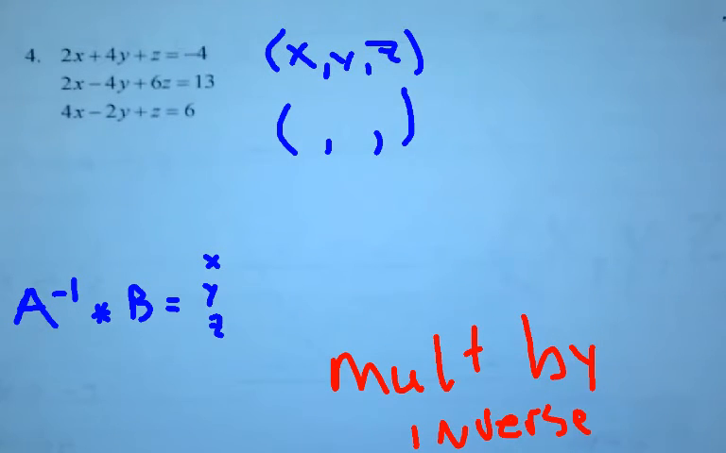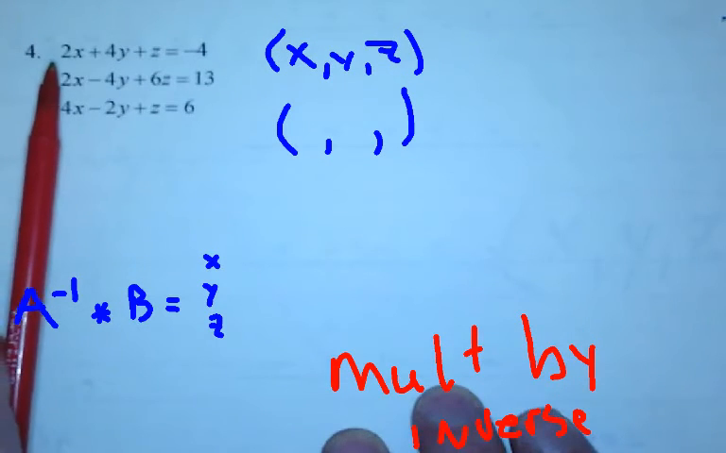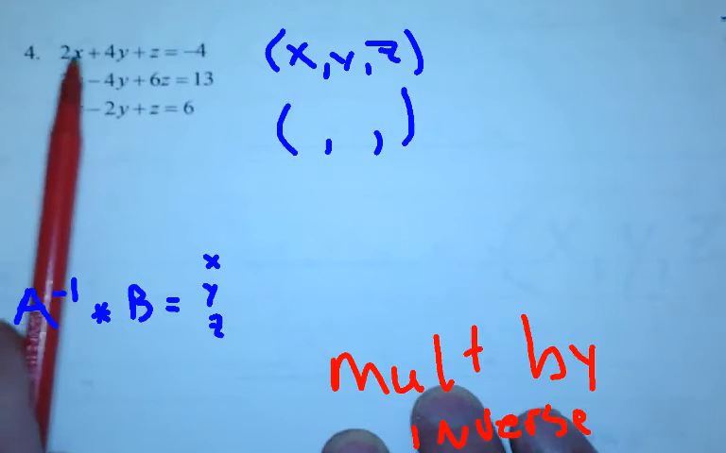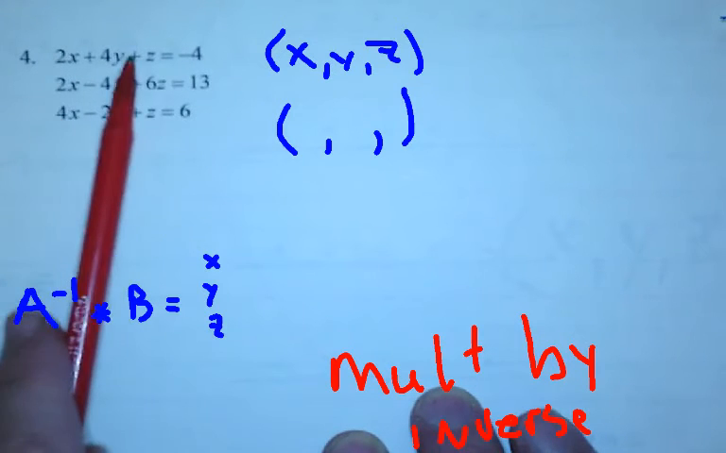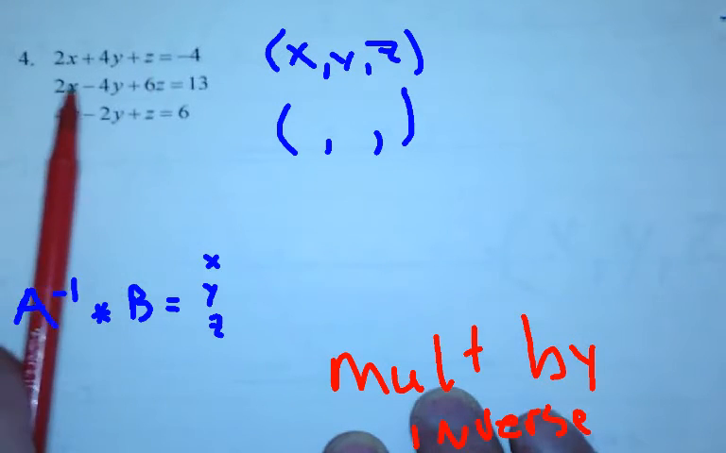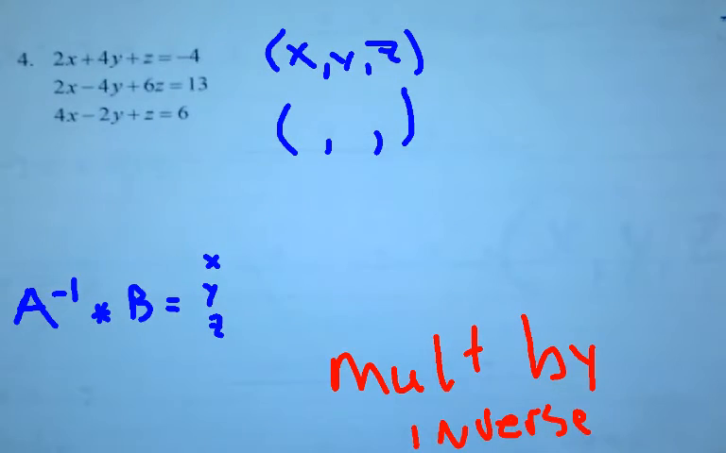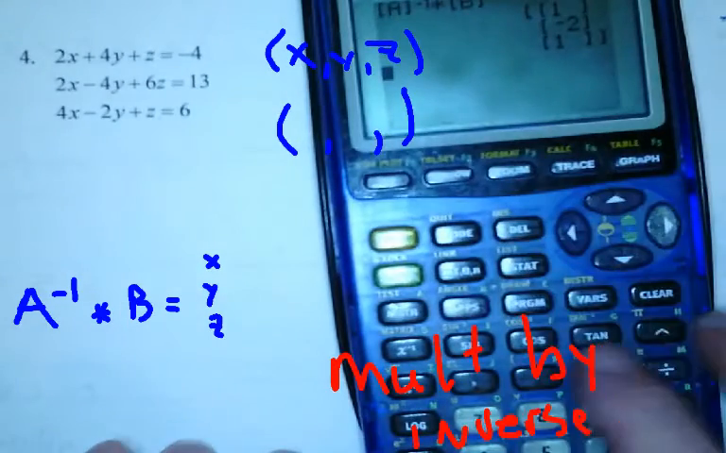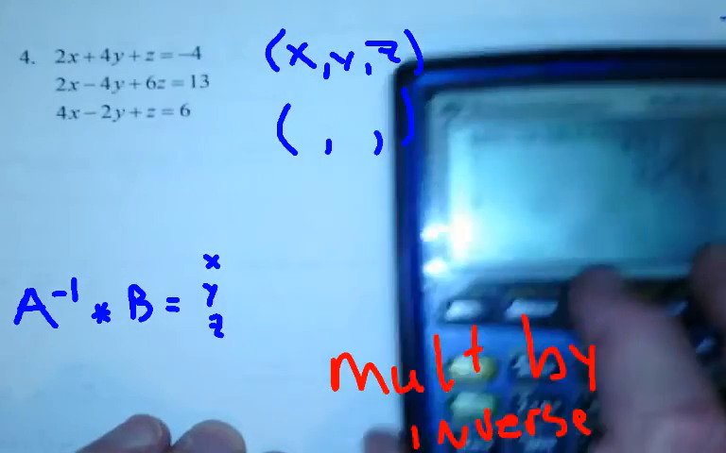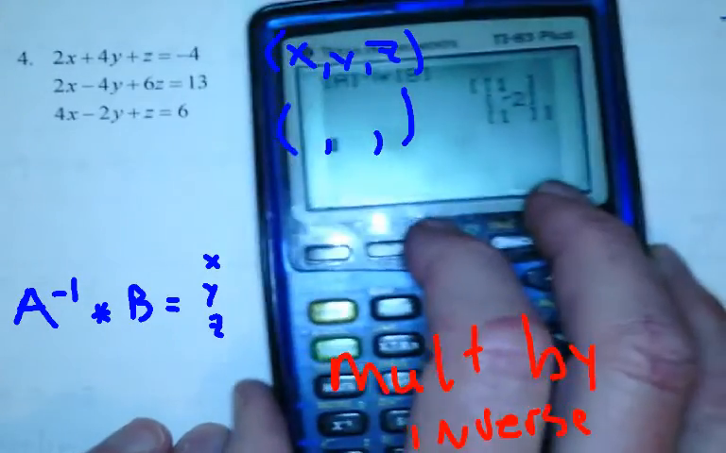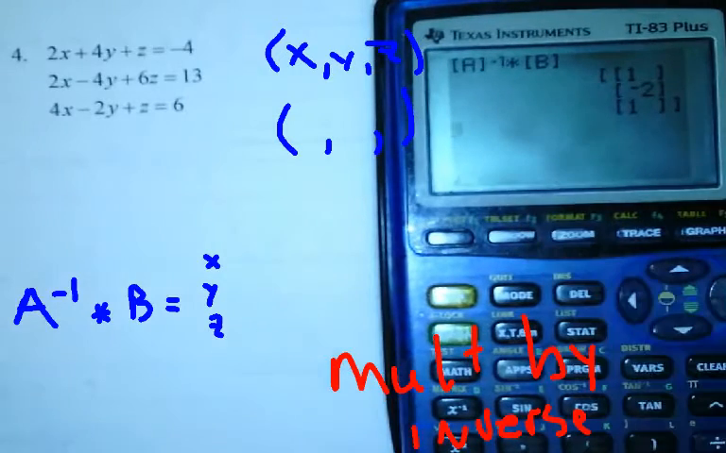So, what are the steps? You write a matrix that has the numbers that are here. So 2, 4, 1, 2, -4, 6, 4, -2, 1. So that's what we're going to do. We're going to go to our matrix. Where can I put that where you can see? We'll put it right there.